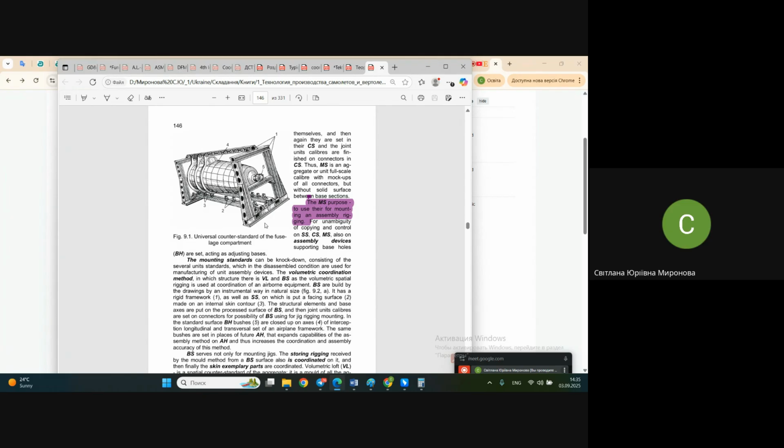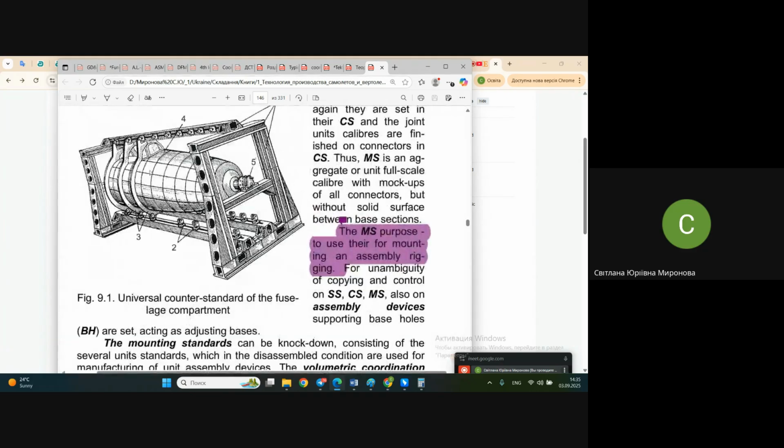At the next stage, we don't need the whole mockup, the whole surface, for creating an assembly jig. In an assembly jig, we need only some cross-section. I hope it's visible for you here.